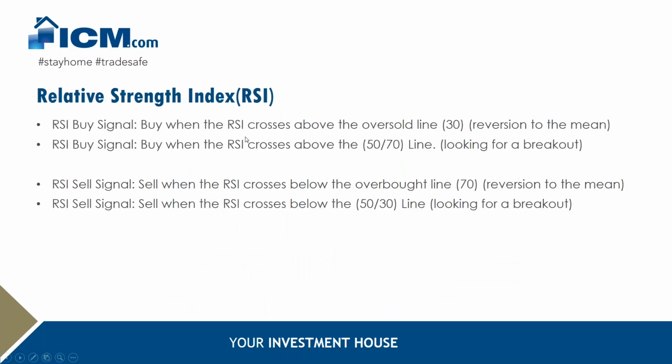So here is a small brief about what we just said. The RSI buy signal: buy when the RSI crosses above the oversold line, if you choose 30 as the oversold level. So this is a trade for reversion to the mean. And those who are looking for breakouts can buy when the RSI crosses above 50, because they consider 50 as the neutral line. So if it trades above 50, it's a little bit positive, or a cross above the 70 level, and vice versa.